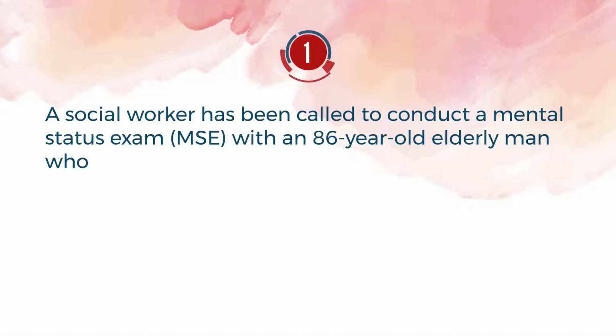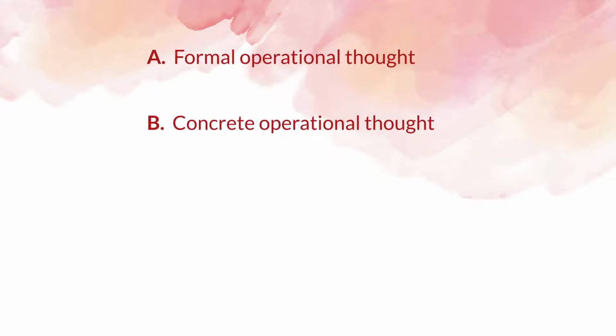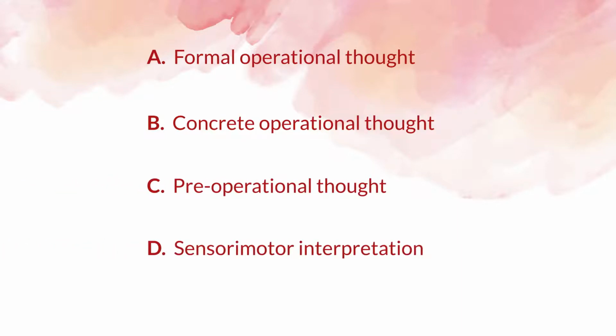Number 1. A social worker has been called to conduct a mental status exam, MSE, with an 86-year-old elderly man who is suspected of having early symptoms of dementia. At one point you ask him to interpret the idiom, "People who live in glass houses shouldn't throw stones." He responds, "Someone living in a glass house has to be careful because stones can break glass." This response represents an example of A. Formal operational thought. B. Concrete operational thought. C. Pre-operational thought. D. Sensorimotor interpretation.